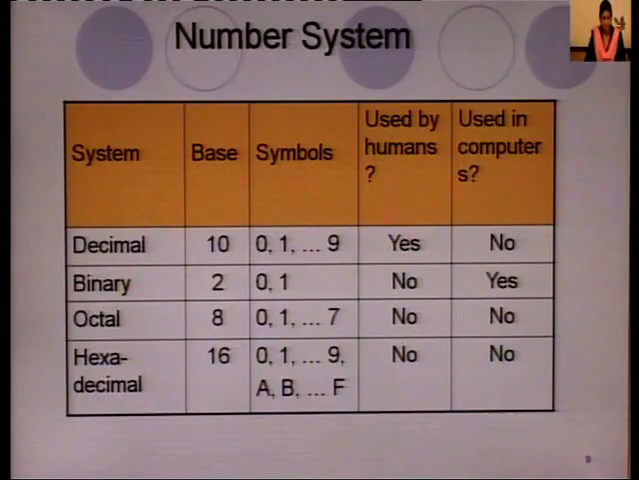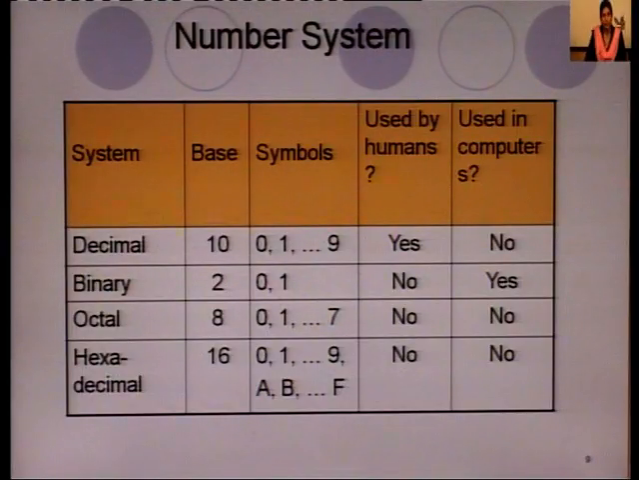Now we will study number systems. Basically in a computer we have four number systems. First is the decimal number system, that is most commonly used. Second is the binary number system, then the octal number system, and the last one is the hexadecimal number system. Each number system has a base and a collection of symbols.